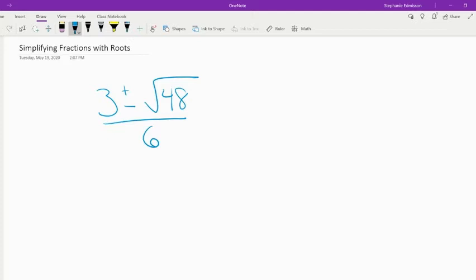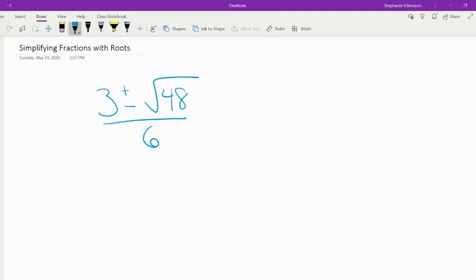This is kind of what the quadratic formula looks like at one point in its simplification. So we need to know how to deal with this type of situation. Well, anytime we have a number inside of a root, the first thing we need to do is simplify the root. There's a 48 inside of there, so we need to simplify this root.